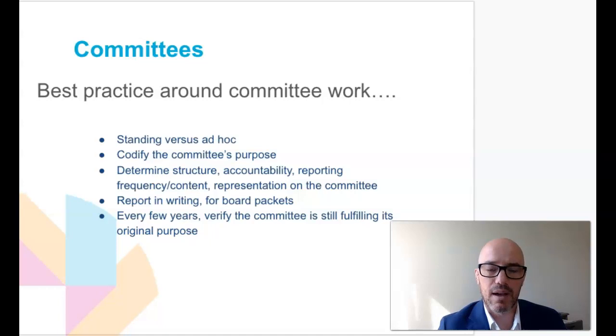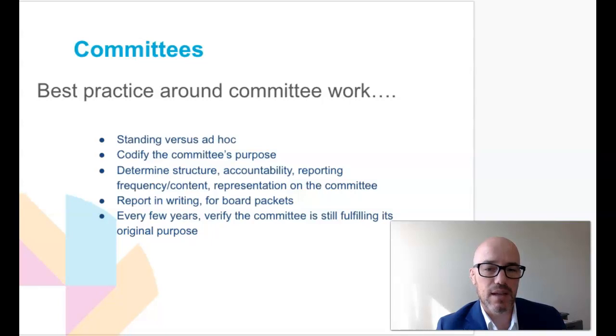Finally, we want to cover the concept of committees. Best practices around committee work include the concepts of standing versus ad hoc committees, codifying the committee's purpose, determining the structure, the accountability, reporting frequency with content and the representation on the committee, report in writing for board packets, and then every few years verify the committee is still fulfilling its original purpose.